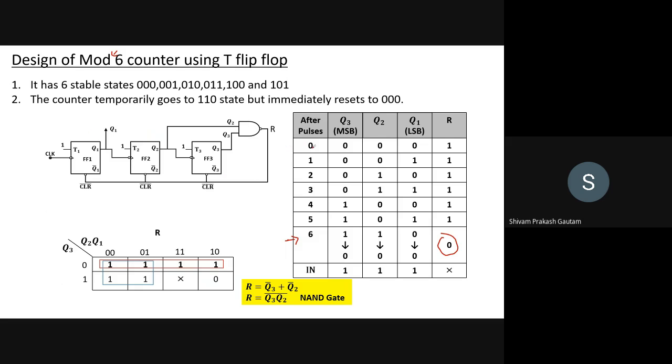So 6 different states means this is the first state, second state, third state, fourth state, fifth state, sixth state. 6 states have already been covered. Now if the flip-flop reaches this state and suppose this is a stable state, then it will not be a mod 6 counter, rather it will be a mod 7 counter, right? So whenever the counter reaches this state, we want the output to again be 0, 0, 0, because then it will start repeating again. We do not want the flip-flop to go to this state, right? Therefore, whenever it reaches this 110 state, we want the output to be 0, 0, 0.